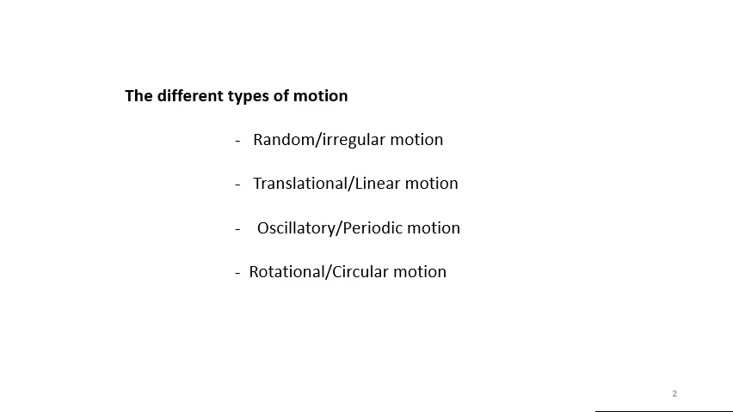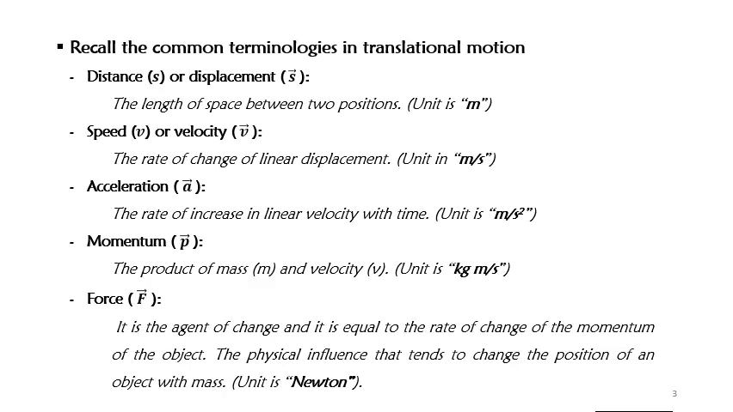So we'll be dealing more on rotational or circular motion. But I need to also bring you up to speed on the common terminologies used in translational motion or linear motion, which will help in also understanding the terminologies used in describing bodies undergoing rotational or circular motion. You are familiar with distance or displacement. Distance is scalar, displacement is a vector quantity. But it's just about the length of space between two positions, and it's measured in meters. The standard international unit, SI unit, is meters.